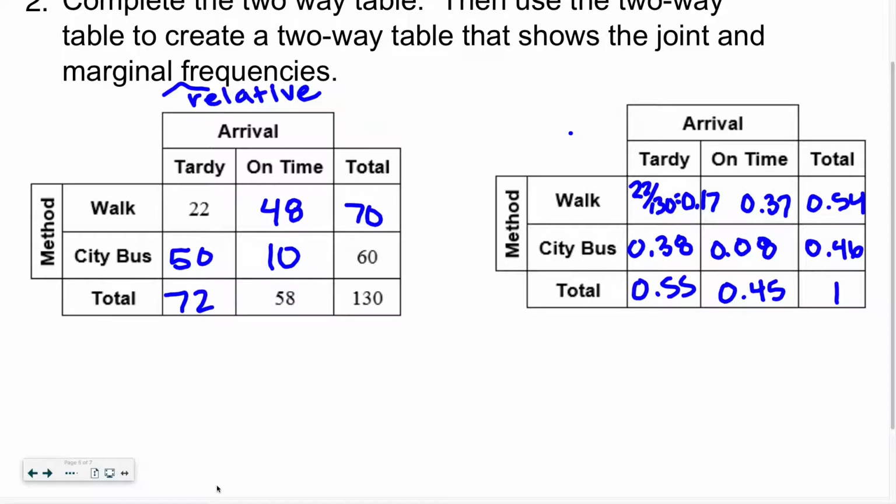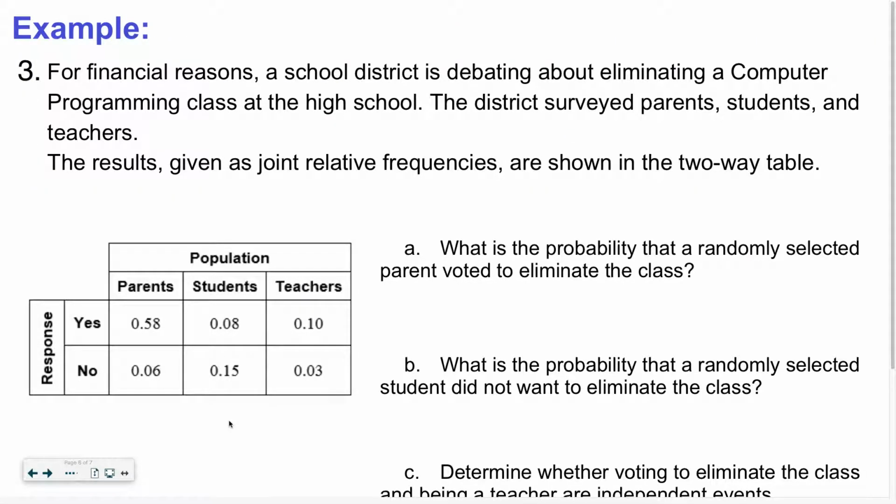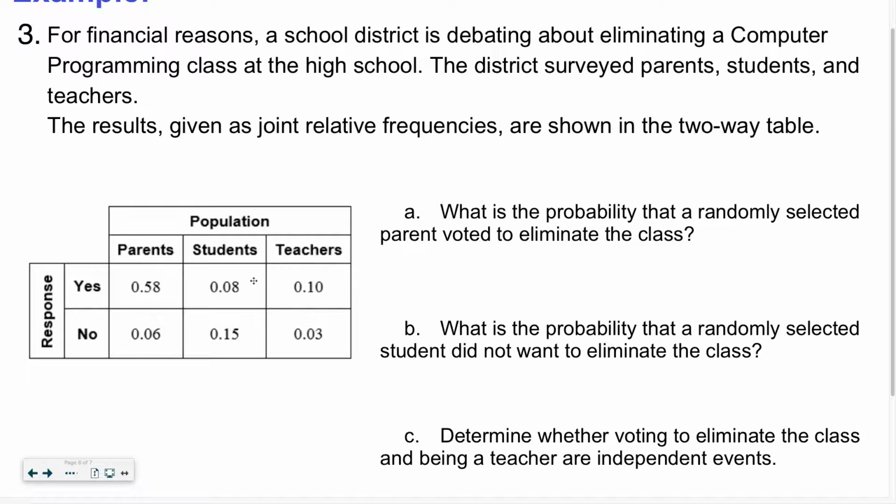I'll give you some time to read. And then actually I'll give you and your pod members some time to read. Read the scenario, read the questions, and see if you can come up with some answers to probability. And we'll compare in a little bit here.